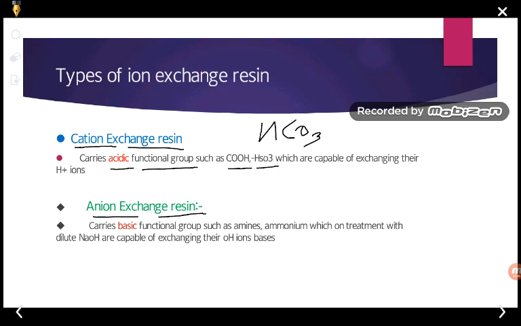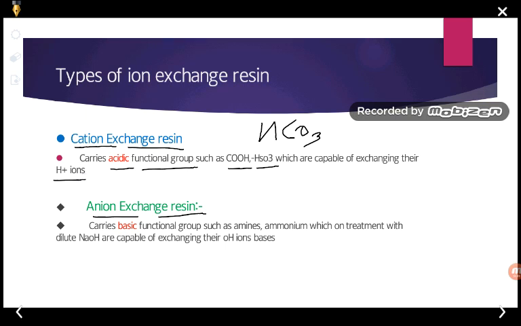So what does the cation exchange resin do? It carries acidic functional groups such as carboxylic group, carbonic acid HCO3, which are capable of exchanging their H plus ions. So the cation exchange resins are the resins which carry acidic functional groups such as carboxylic acid, capable of exchanging the H plus ion.